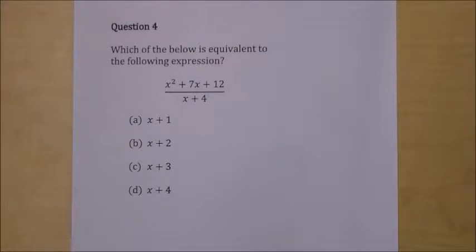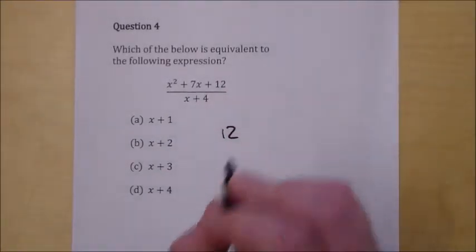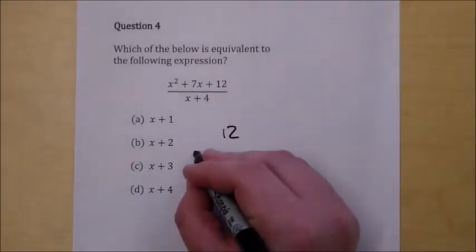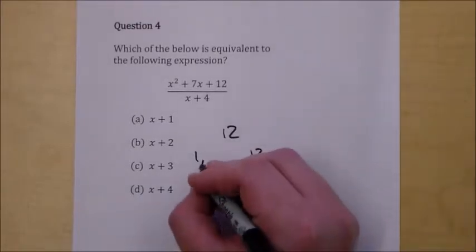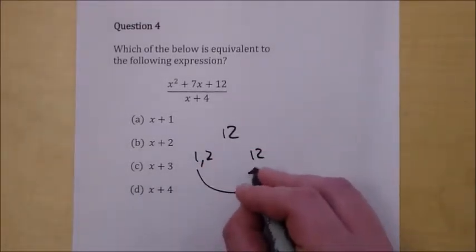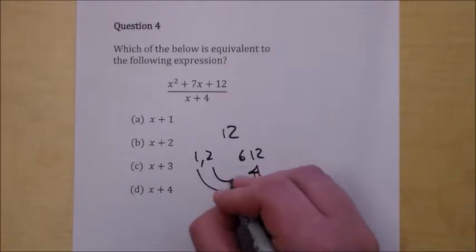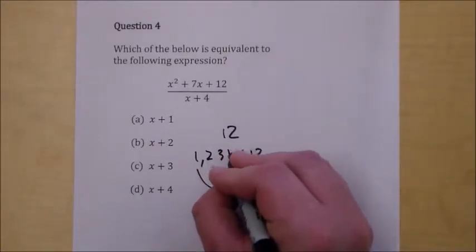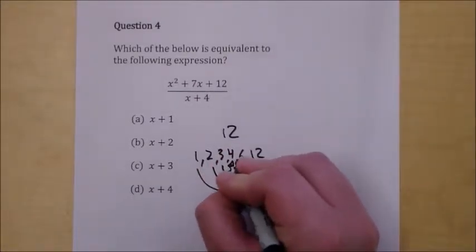Okay, question 4. Which of the below is equivalent to the following expression? x squared plus 7x plus 12 over x plus 4. Okay, this is a good example of a question you might run into on the test. First step is you have 12. Well, how do I get to 12? I can have 1 times 12, I can have 2 times 6, or I can have 3 times 4 to get me to 12, right?